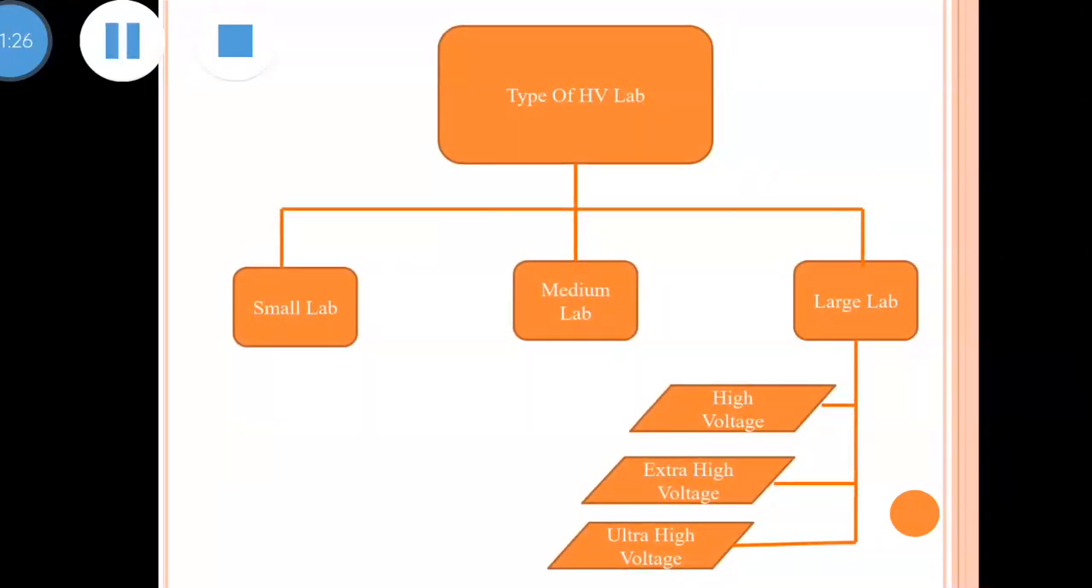These are the types of HV lab. It is mainly divided into three types. First, small lab, second, medium lab, and third is large lab. Again, the large lab is divided into three subdivisions: high voltage, extra high voltage, and ultra high voltage.